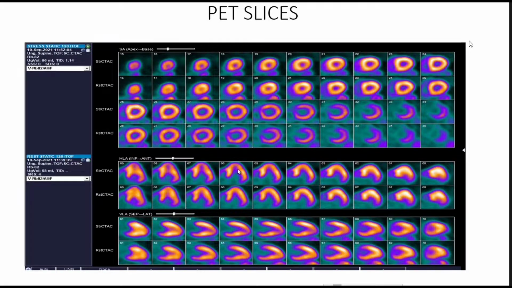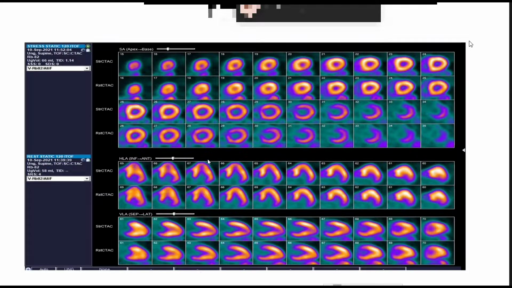So there's a slight diminished count activity here in the apex that you see here in the apex in comparison. And then that's mimicked down here where you see this slight reduction of flow out the apex.